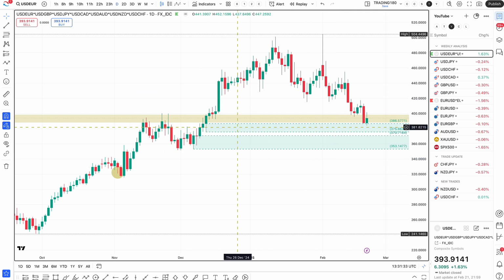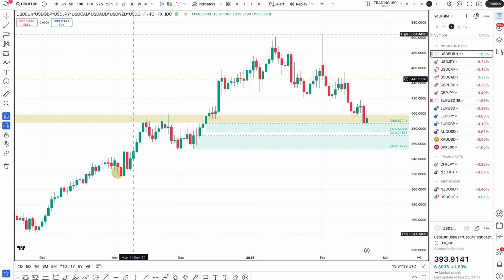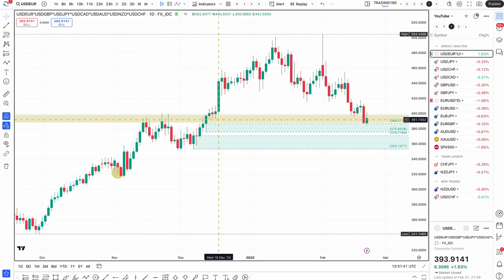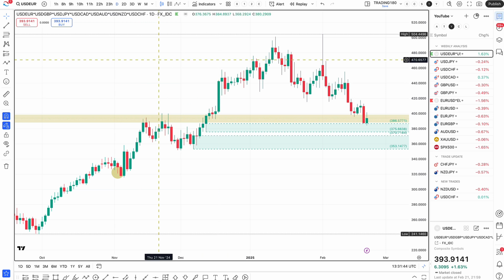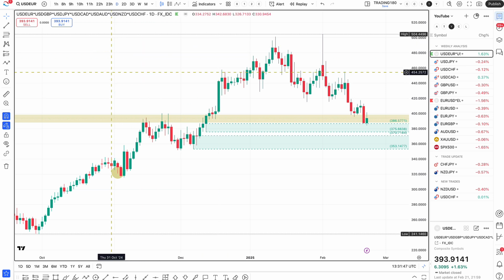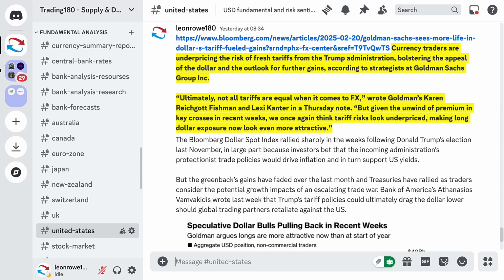But when it comes to the US dollar, from a fundamental perspective, I think the dollar is still more of a buy, from a monetary policy interest rate perspective. But really, the narrative at the moment is being driven by the expectation and the effect of what tariffs will have, and trade deals. So it says here, currency traders are underpricing at the moment the risk of fresh tariffs from the Trump administration, bolstering the appeal of the dollar and the outlook for further gains, according to strategists at Goldman Sachs Group.